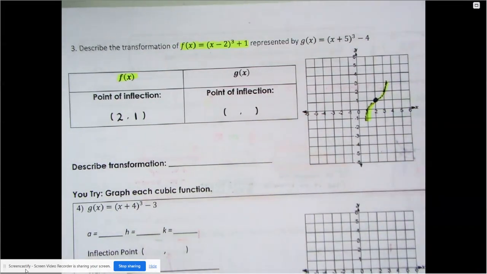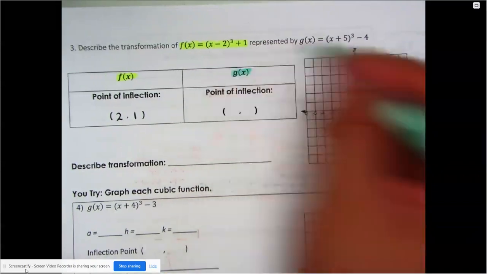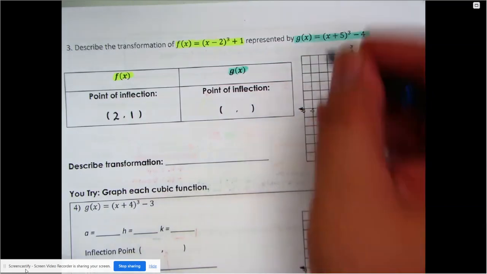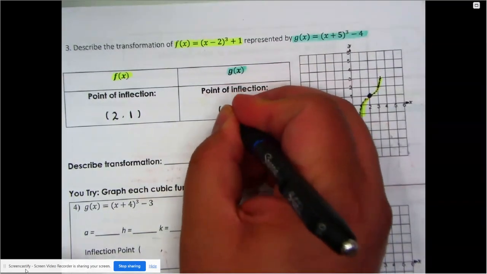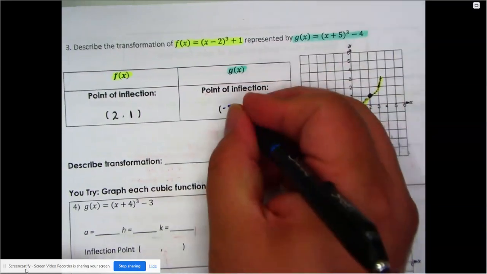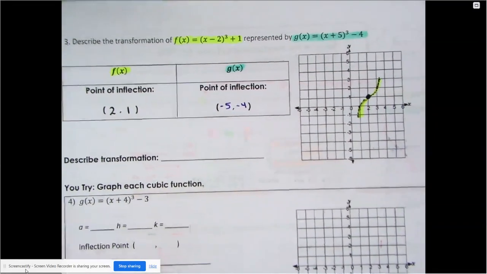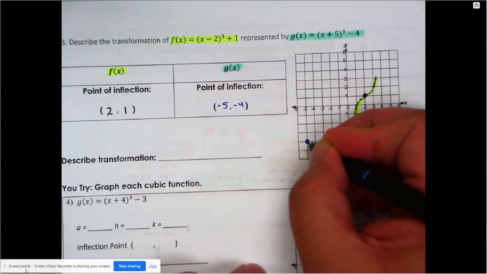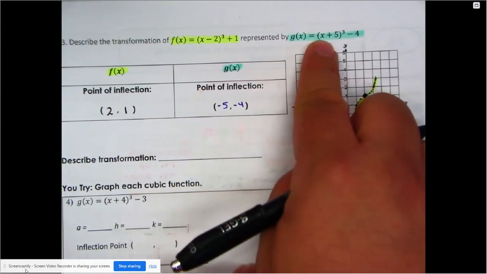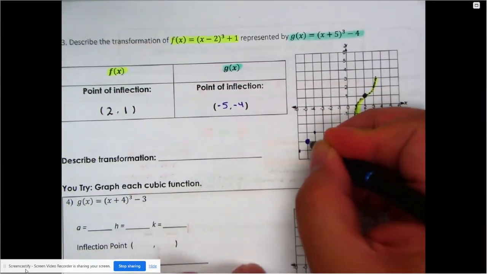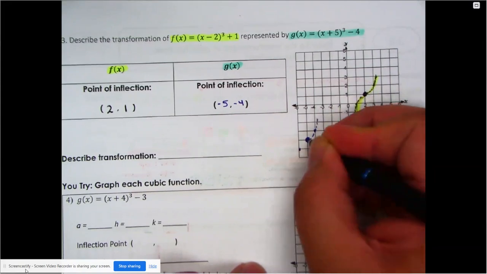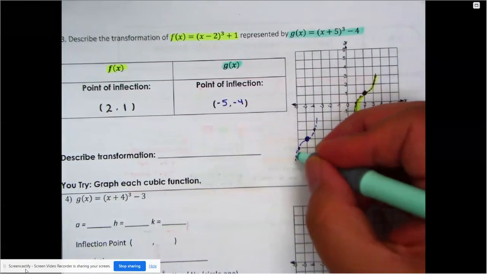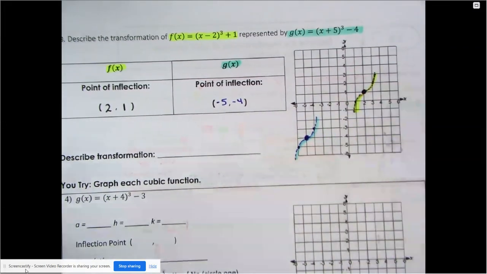Okay, well now let's look at g of x. So g of x, looking at this function, again, I look inside my parentheses, and it says x plus 5, so I'm going -5. And then -4, so -4. All right, I'm going to go draw that point over here. -5, -4 would be right here. And because my A value is also a 1, I know it's doing this. All right, so there's g of x right there. Let's give it some color.